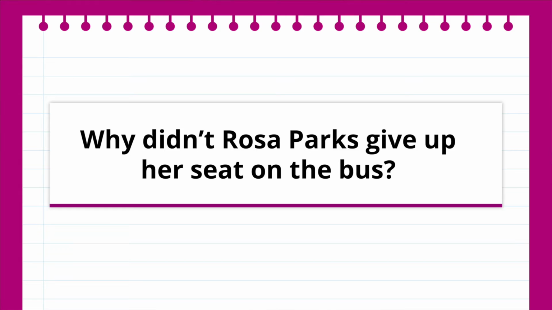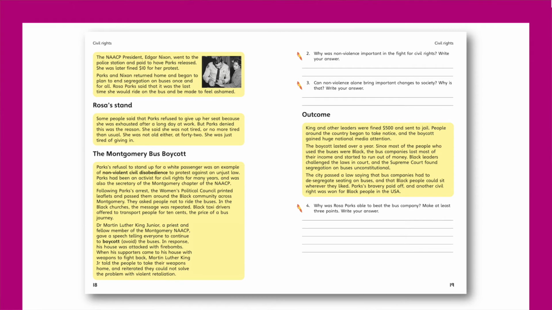Lesson 3 asks, why didn't Rosa Parks give up her seat on the bus? Pupils will learn about how Rosa Parks' non-violent civil disobedience on a bus in Alabama led to the Montgomery bus protest, supported by Dr. Martin Luther King Jr. and the NAACP, and the whole black community. The boycott lasted over a year, achieved huge national coverage and a successful legal challenge in the Supreme Court, and resulted in bus companies desegregating their buses.